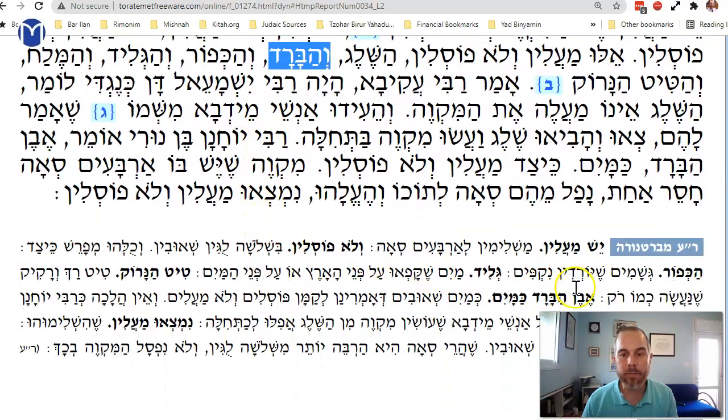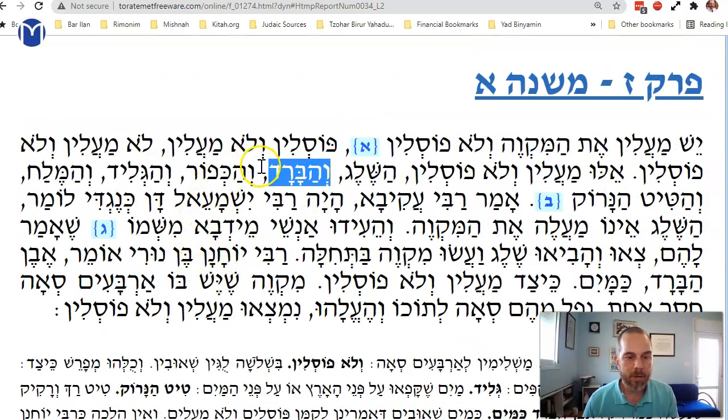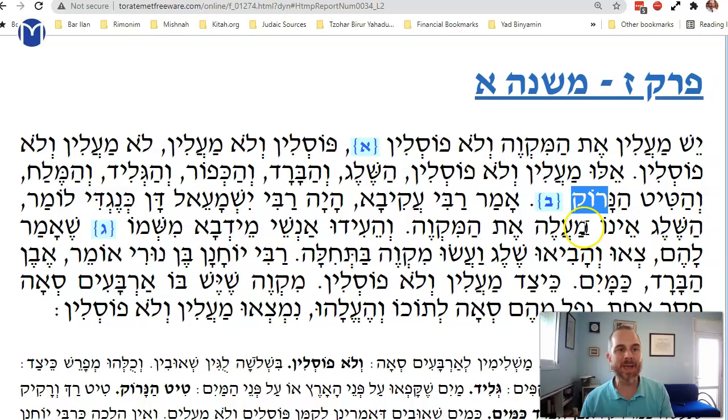Kfor and glid, the Bartunur says, gishamim sharim nikfim. Hail, sleet, glid, ma'im shekavu, like ice, water that solidified, that froze on the land or on the water. Then we have melach, salt, v'hatit hanarok. Narok is from rok, or liquefied mud.